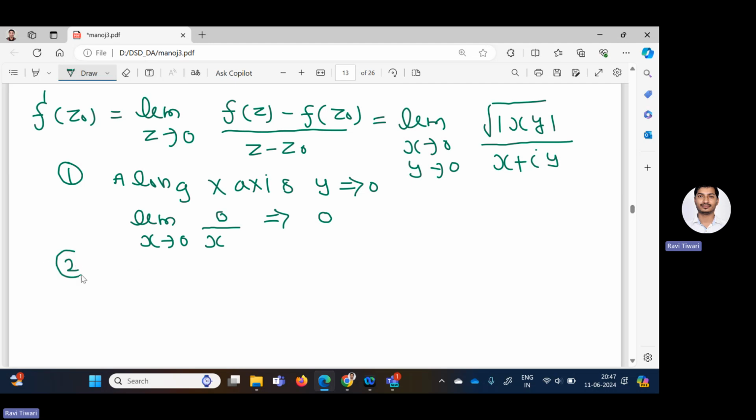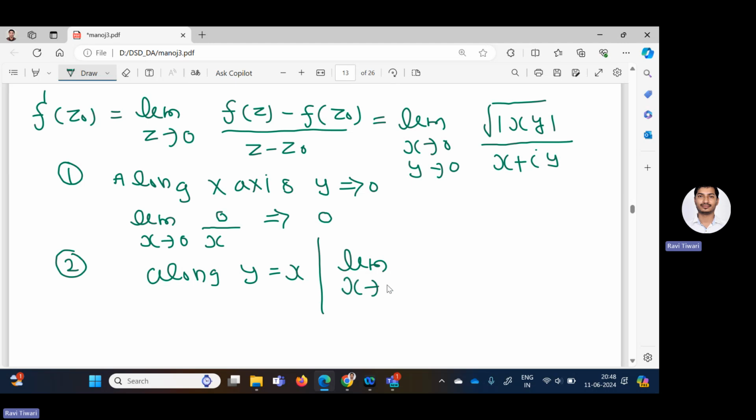So let me take a different path, along the y equal to x line. I told you we have to choose only those paths which pass through the origin. If I put x equal to 0, then y must be 0. So y equal to x is allowed, but y equal to x plus 1 is not allowed. Only paths passing through the origin are allowed, like along the x-axis, 0, 0.